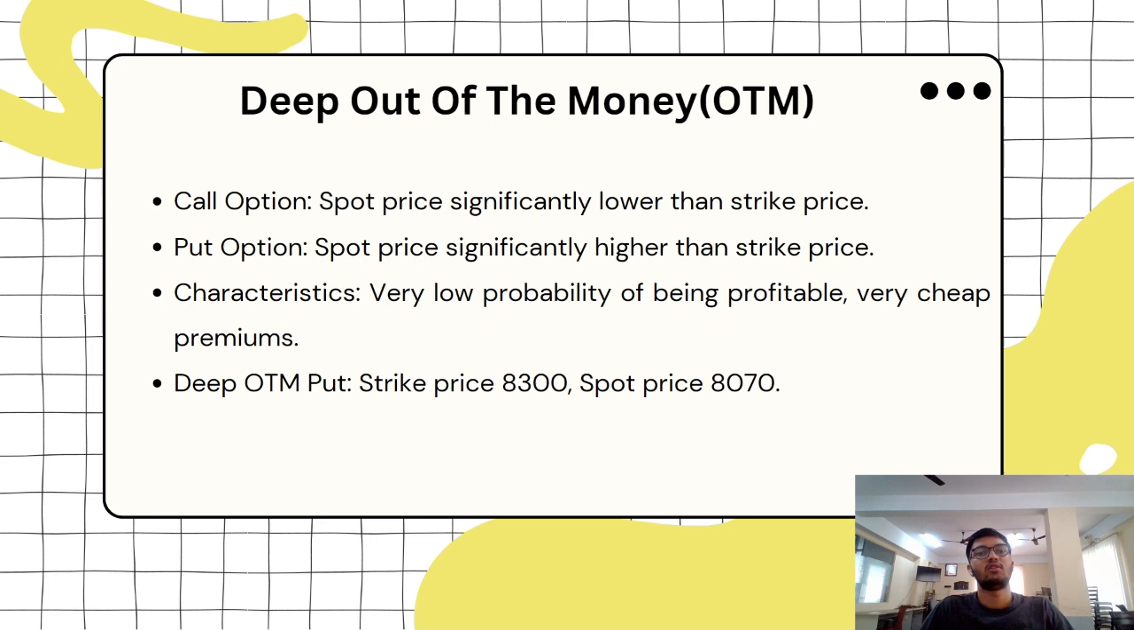Simple. Deep out of the money, again, a reverse concept. Spot price significantly lower than the strike price. So 24,300 is the current level. We are choosing somewhere around, let's say, 29,000 call option. That'll be deep out of the money.